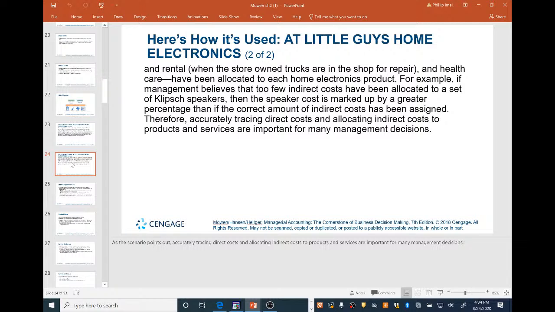For example, if management believes that too few indirect costs have been allocated to a set of the Cliff speakers, then the speaker cost is marked up by a greater percentage than if the correct amount had originally been charged. Therefore, accurately tracing direct costs and allocating indirect costs to products and services are important for many management decisions. So pretty much, they're just saying here, you want to make sure that you're allocating your costs correctly here. I didn't really like that example.